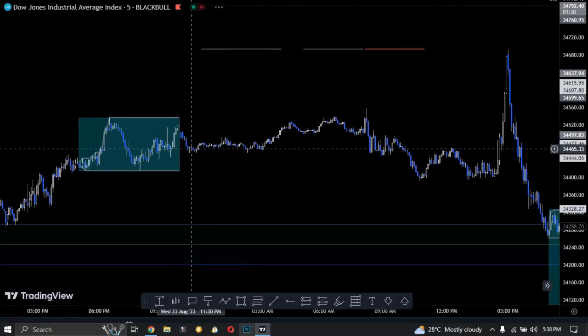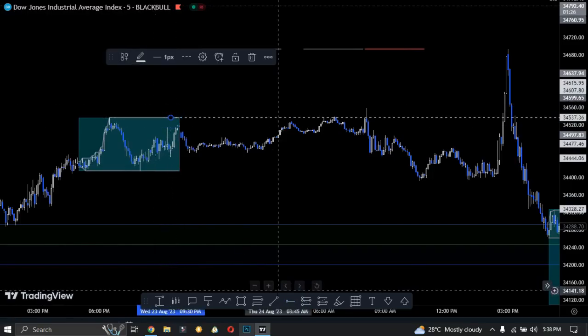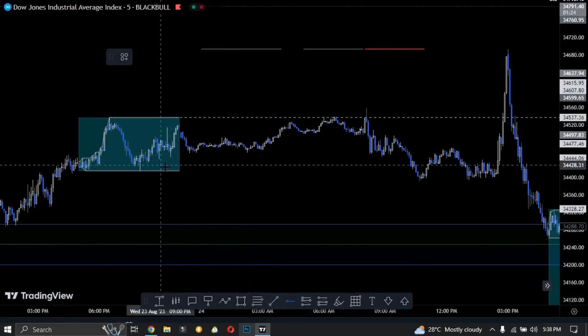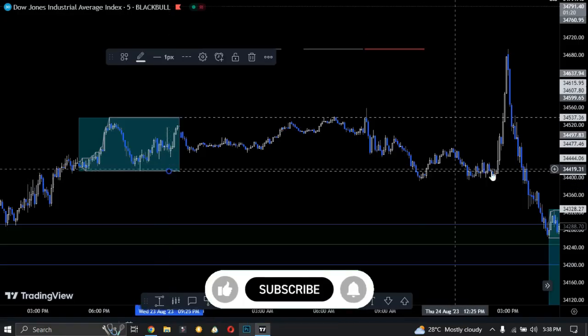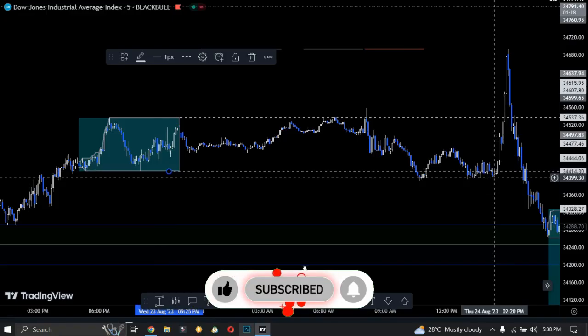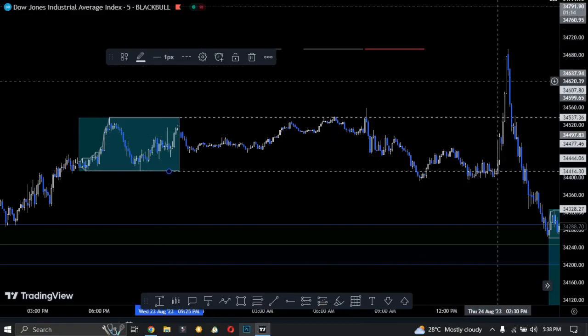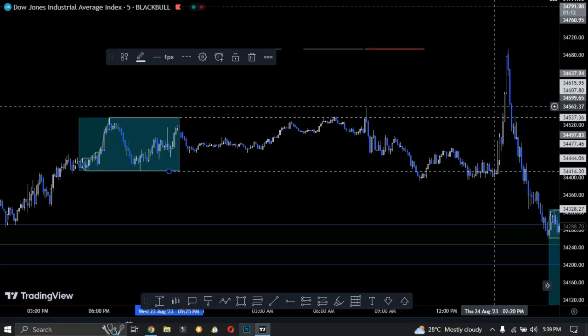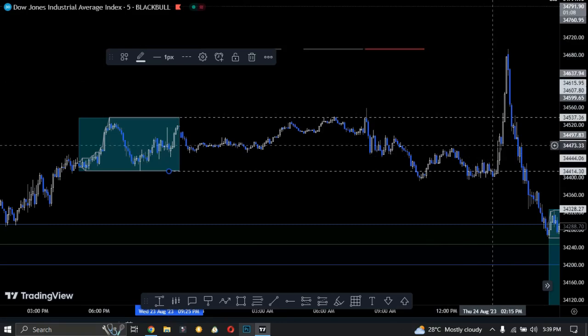Okay, now to the next day, this is our highest point, and this is our lowest point. So we see we kind of wicked the low here, but it wasn't a clear break. We entered back inside. There was no entry, although if you were able to catch this, you should have been able to get your profit target, but we didn't get any of this.